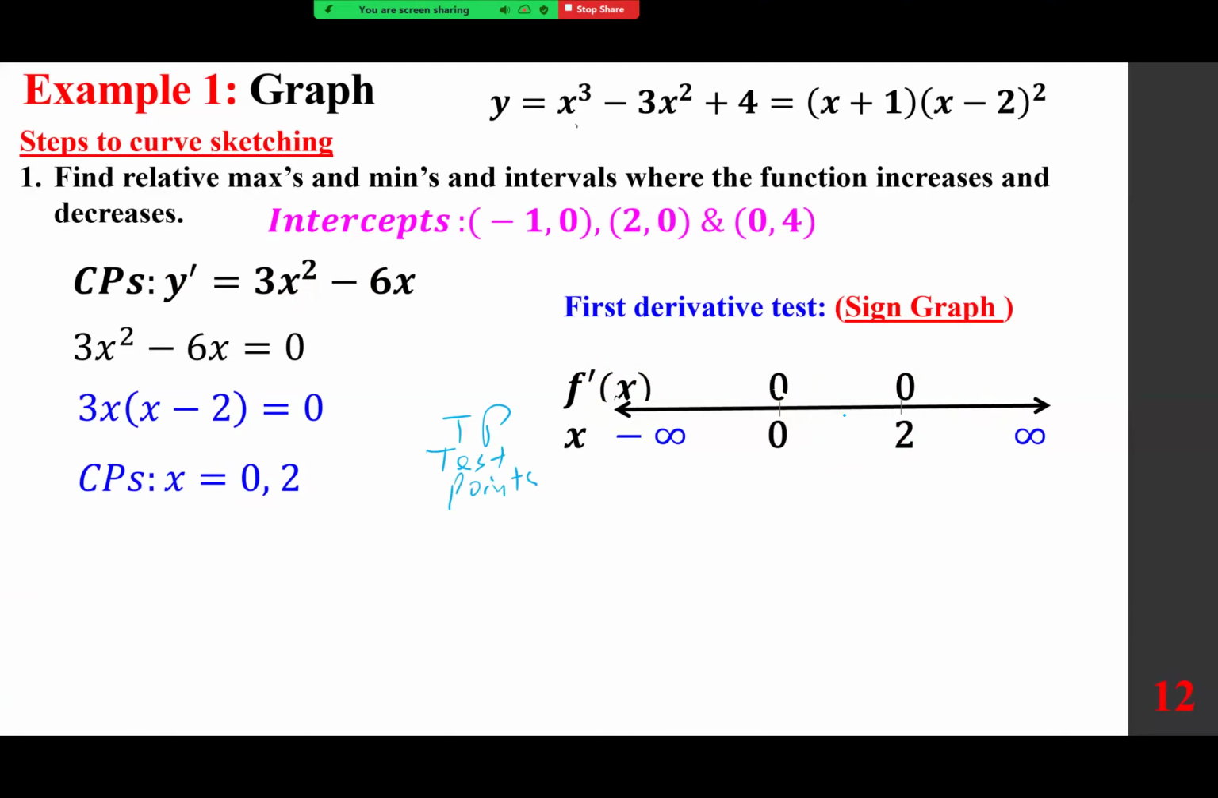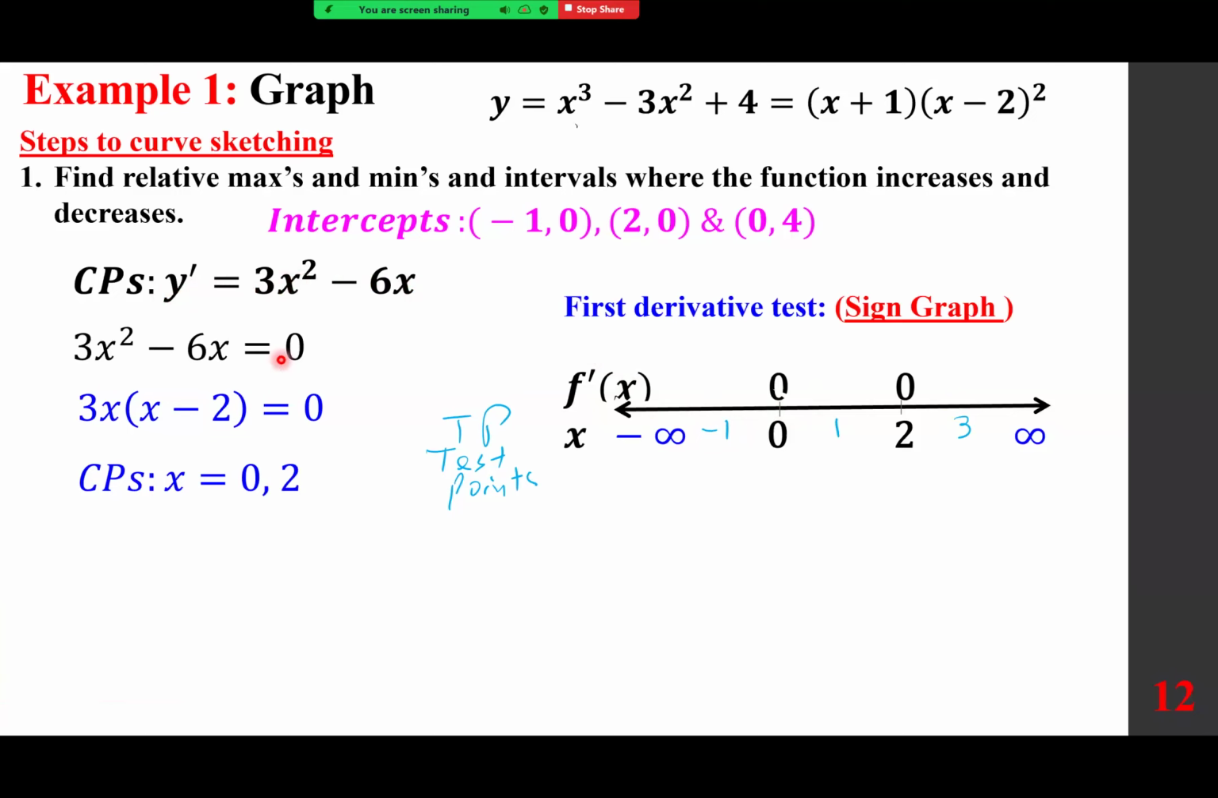Test points. So in between 0 and 2, for example, 1. To the left of 0, negative 1. To the right of 2, it's 3. Those are the TPs, test points, meaning what? Put this into f prime or y prime, put this into that, put this into that, see what happens.